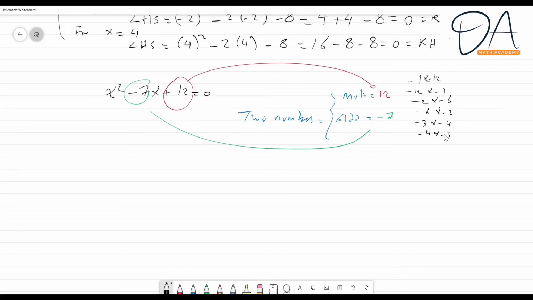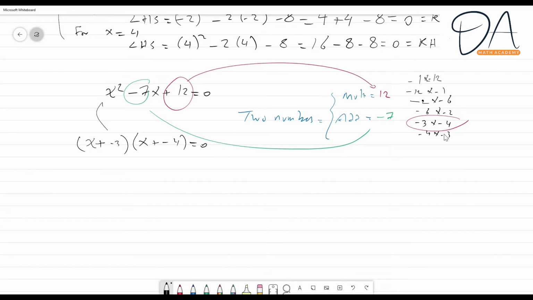Since, again, the signs of both of them are the same, you don't need to consider 1 times 12 or 12 times 1. Just one of them will be enough, because, again, they will add to the same value. That's minus 3 plus minus 4 is the same as minus 4 plus minus 3. So any one of these should be fine. So if we select this one, then we can factorize this as x plus minus 3 and x plus minus 4 equals 0.